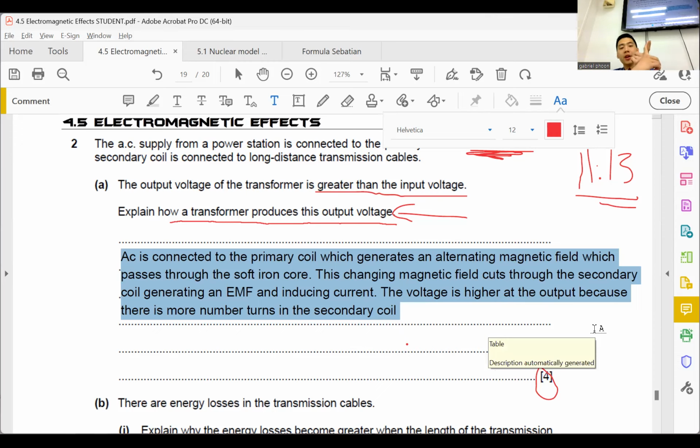Definitely AC power supply connected to the primary coil. Definitely changing magnetic flux generated in the soft iron core. Definitely this magnetic field cuts through the secondary coil, which generates EMF first, then current, guys. I keep saying EMF first, then only there is current. I said it over and over again.